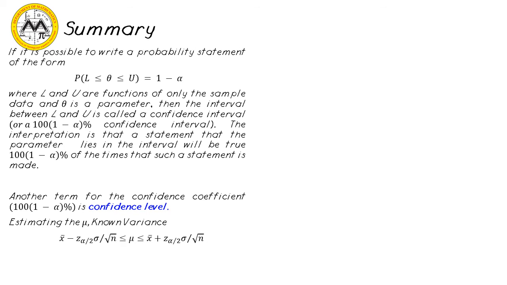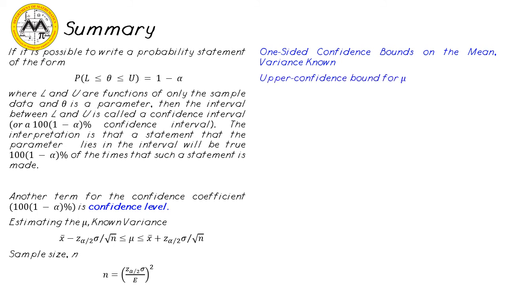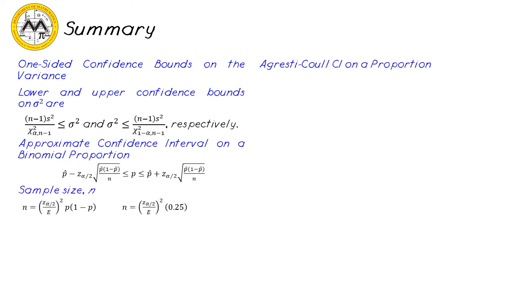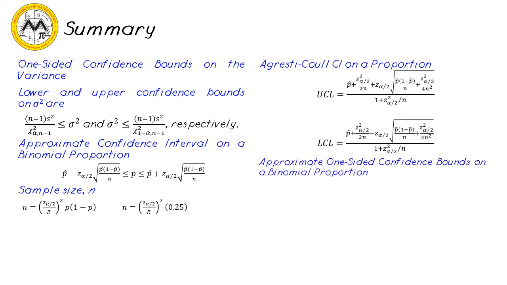If your variance is known, we use z, and the sample size determination formula, upper bound, lower bound. If the sample size is small, we use the t distribution, and for variances, we use chi-squared. For proportions, we have this formula, and then the alternative, the more exact approximation, the Agresti approximation for proportions.